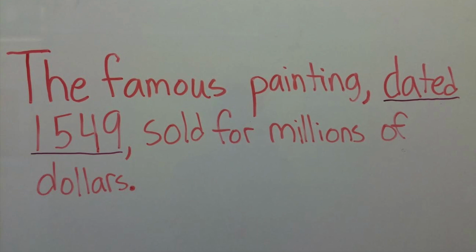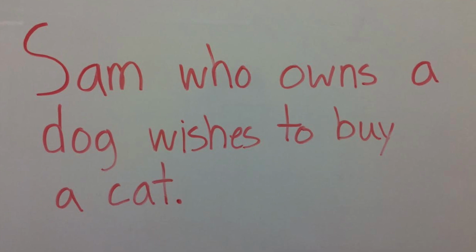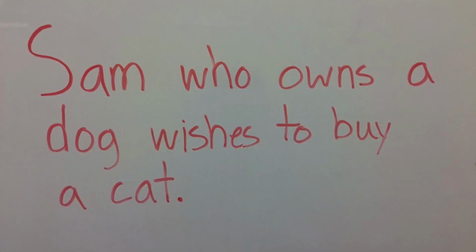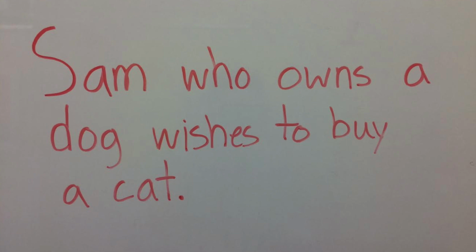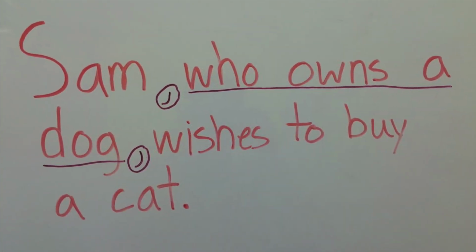In this last example, place commas into the sentence if needed. "Sam, who owns a dog, wishes to buy a cat." The commas should go before "who" and after "dog." These commas identify this clause as non-restrictive.